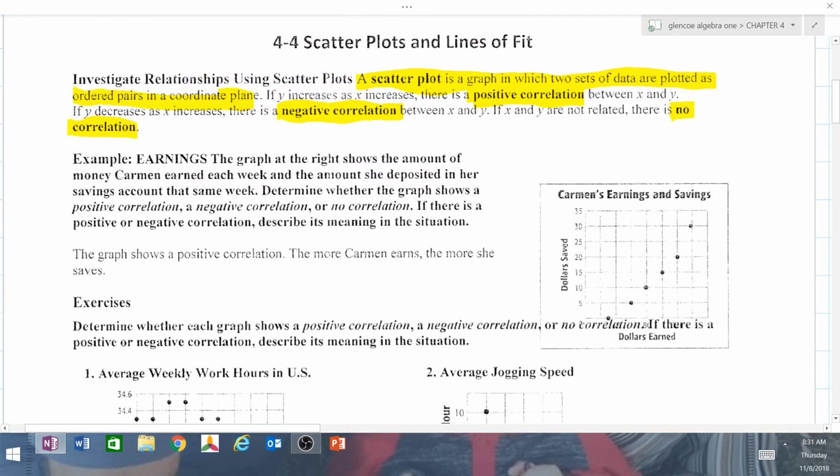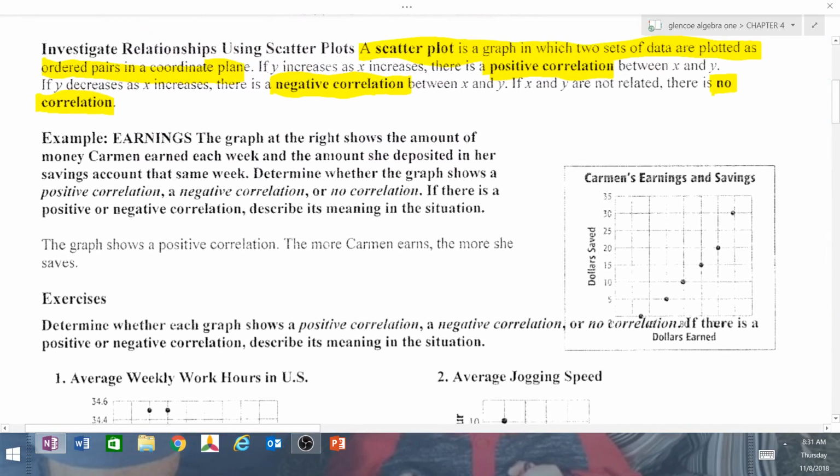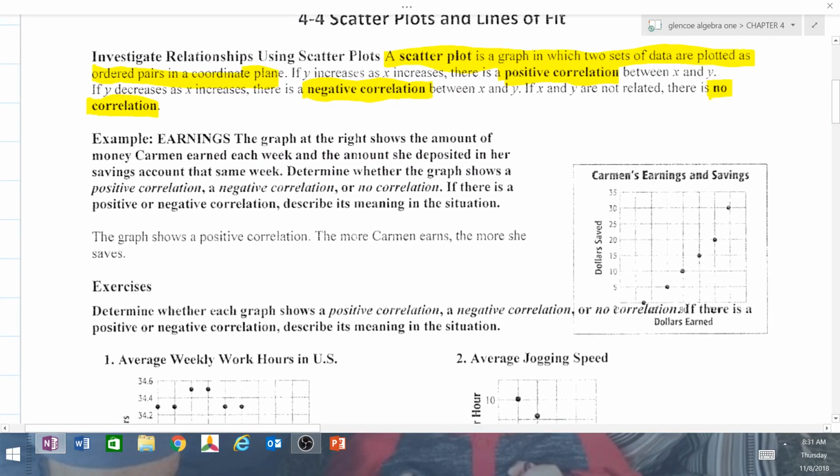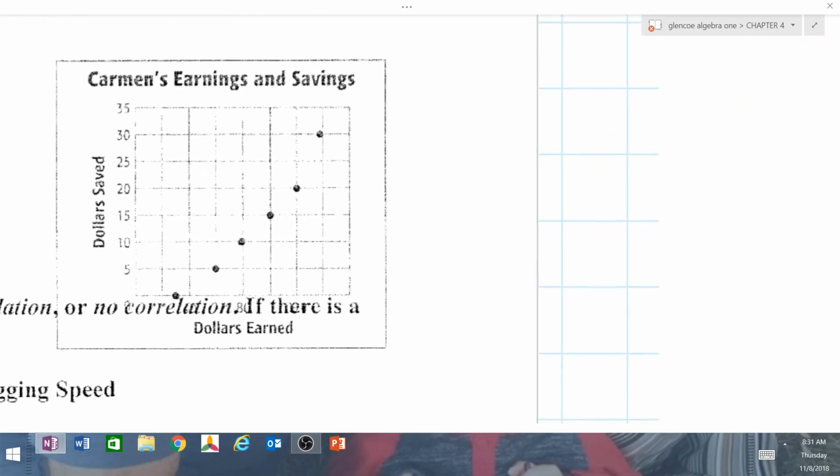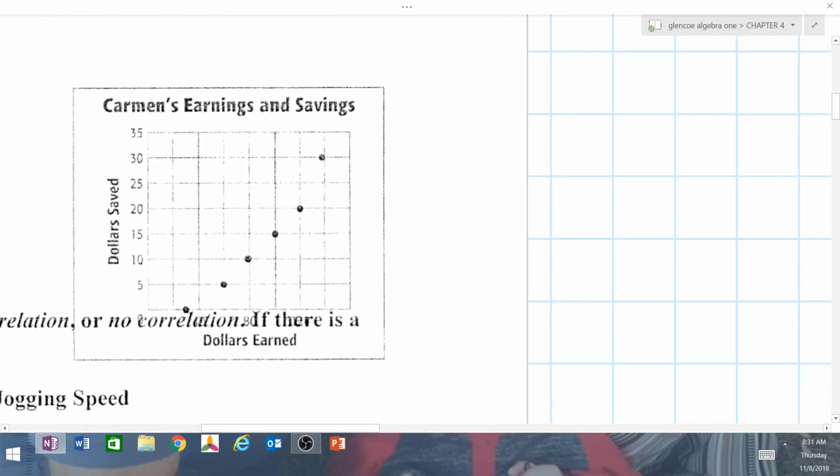So this first example here we have is Carmen's earnings, how much he made, and how much he saved. The graph at the right shows the amount of money that Carmen earned each week and the amount that she deposited in her savings account. Determine whether the graph shows a positive correlation, a negative correlation, or no correlation.